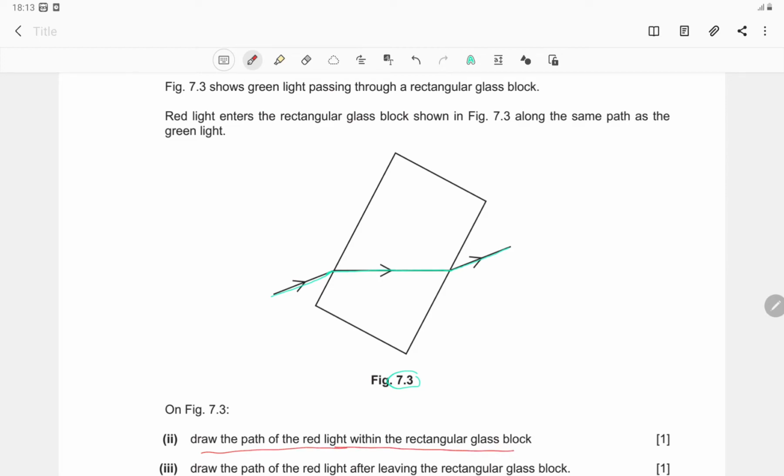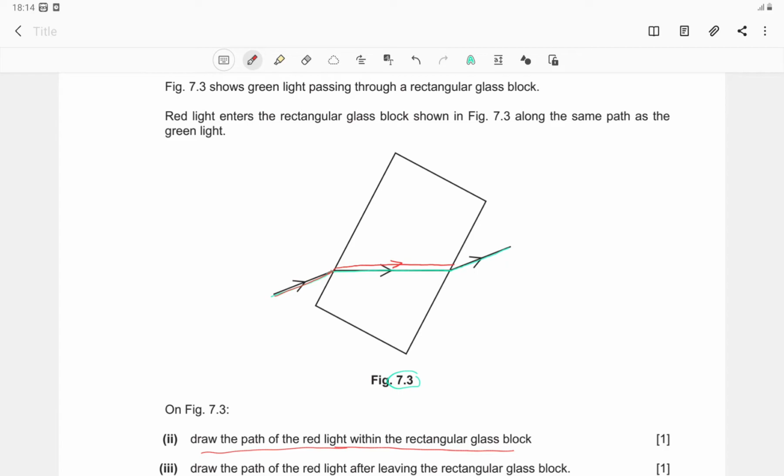Now in the same plane, if the red light is incident, as you know its frequency is lower, the amount of refraction or the bending will be less than green light. So it is going to bend only a smaller amount. This is the second part. Third part, draw the path of the red light after leaving the rectangular block.